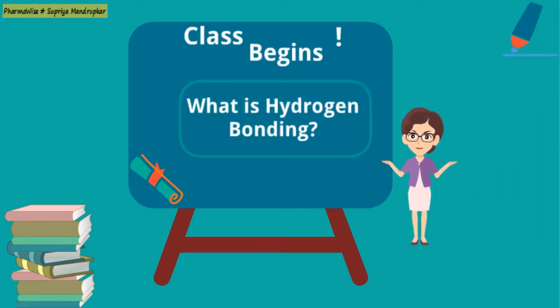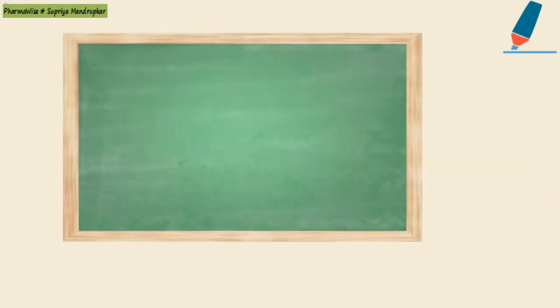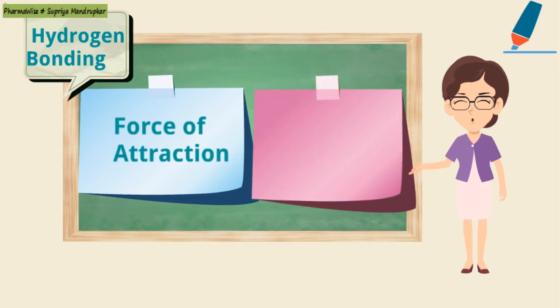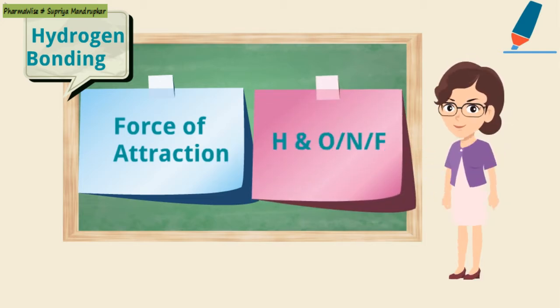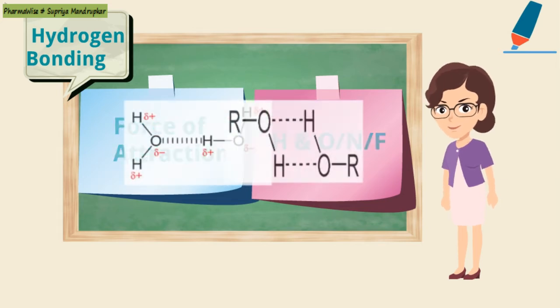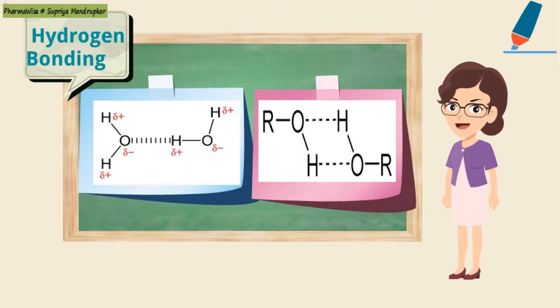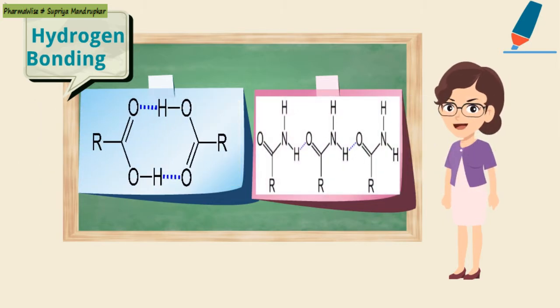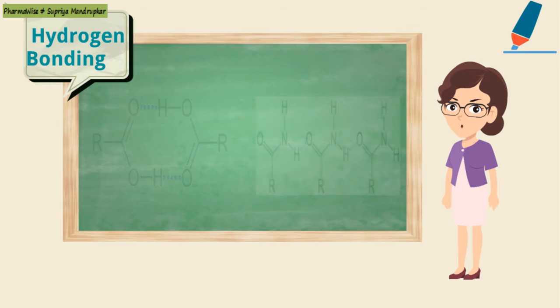Today we will learn what is hydrogen bonding. A hydrogen bond is a partially electrostatic force of attraction between a hydrogen atom and a more electronegative atom or group such as nitrogen, oxygen or halogens. It is an attractive force which occurs in any compound whose molecules contain OH or NH bonds, like in water, alcohols, acids, amines and amides.